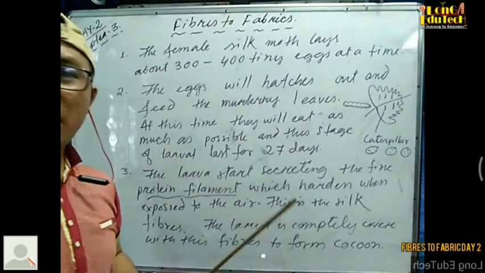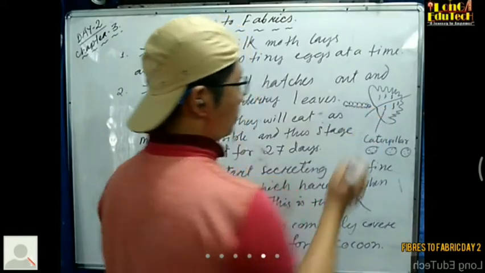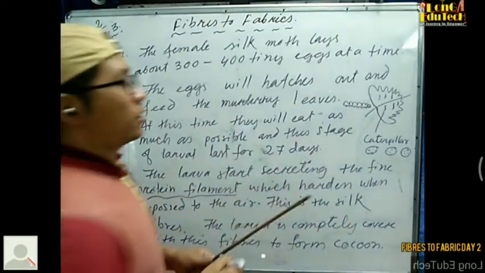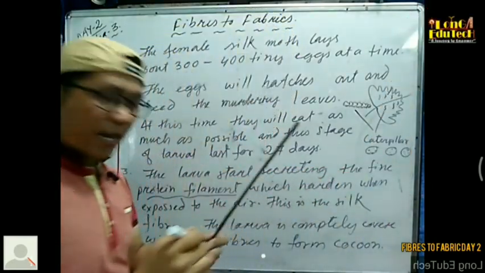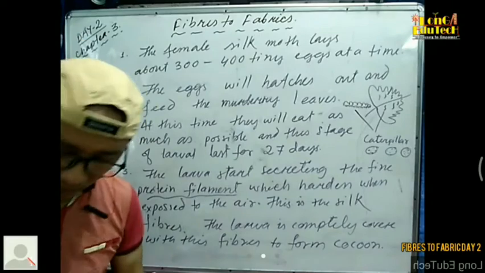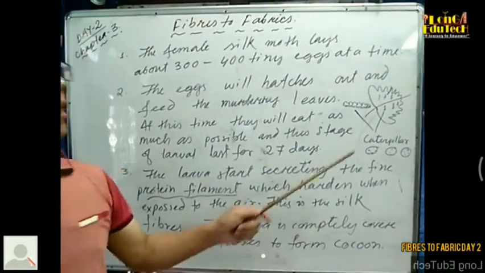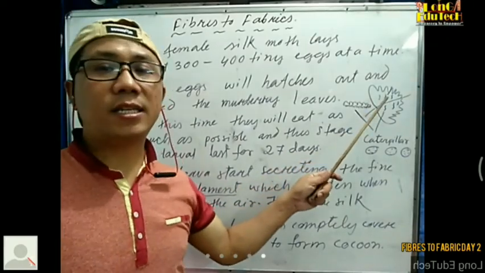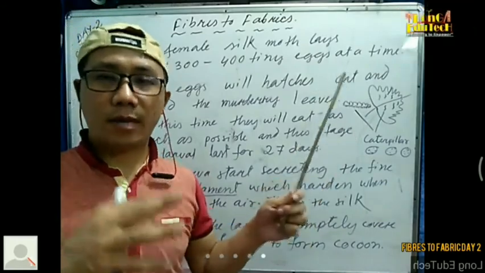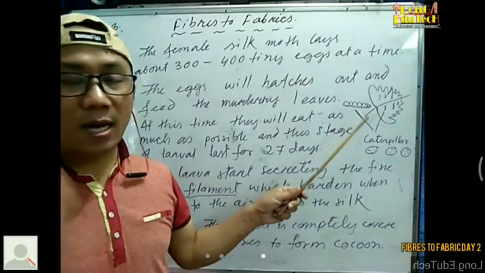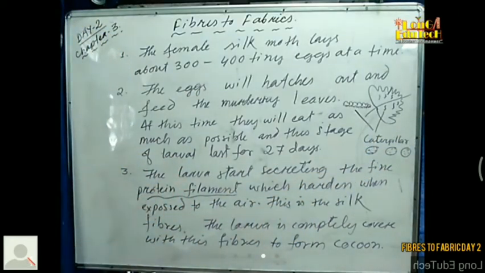Take this caterpillar away. This caterpillar, we generally call it the larva also. When they hatch directly from the egg, we call them larvae. Then when they grow up after eating mulberry leaves and become larger, we call it the caterpillar. Just keep in mind, don't get confused about the larva and the caterpillar.